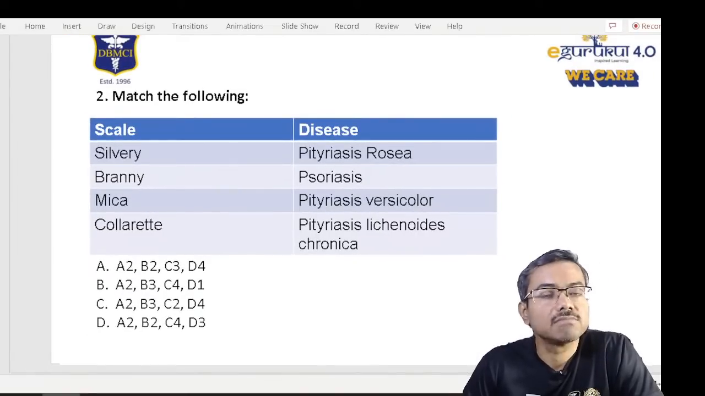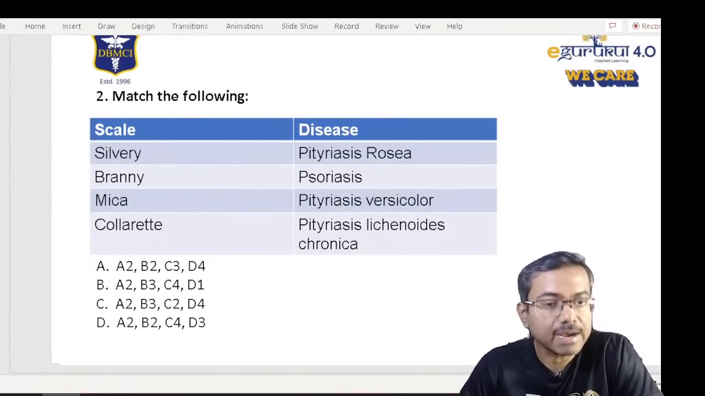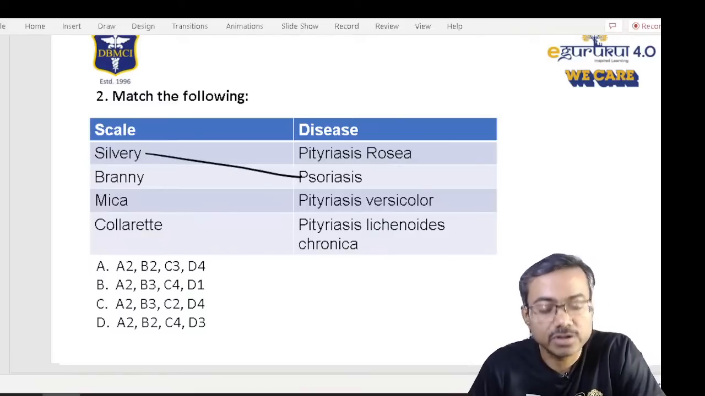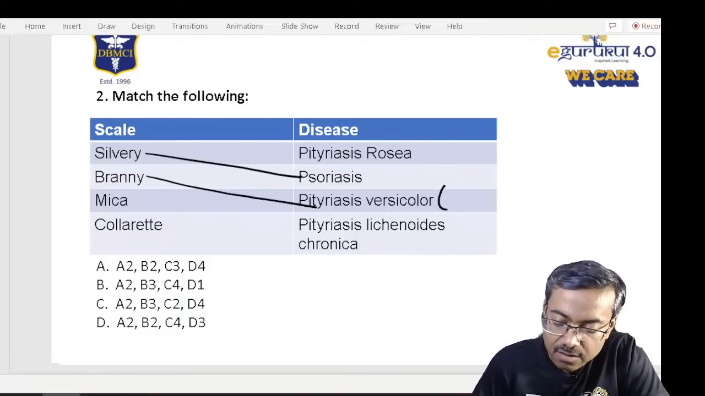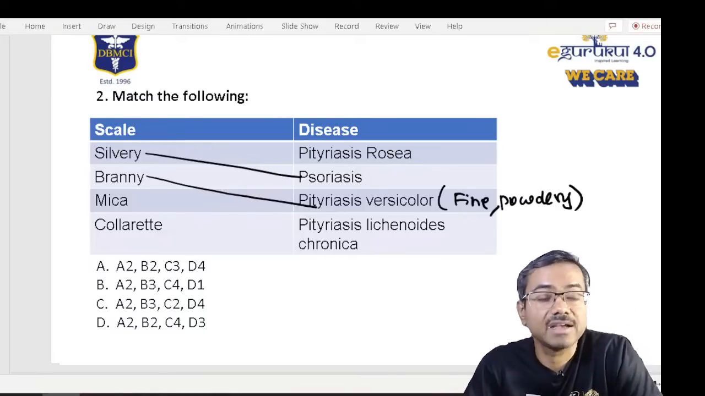Question number 2. Match the following. Silvery scales, bran scales, mica scales, collarette scales. Silvery scales we know would be psoriasis. No question on this. Bran scales is again no question, pityriasis versicolor. We also call it fine scale or powdery scales, or bran scales caused by pityriasis versicolor.